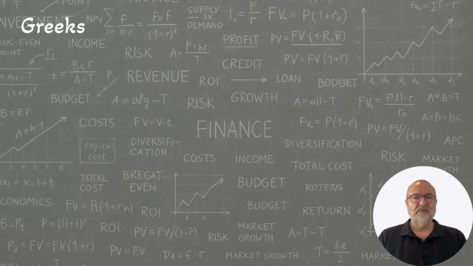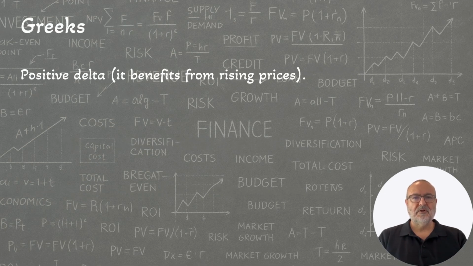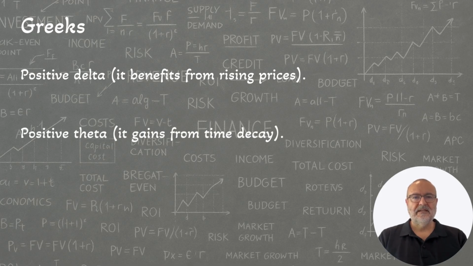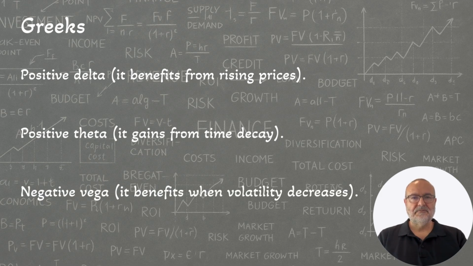From a Greek perspective, this strategy has a positive delta, it benefits from rising prices; positive theta, it gains from time decay; and negative vega, it benefits when volatility decreases. It's a good choice in low volatility, range-bound markets.